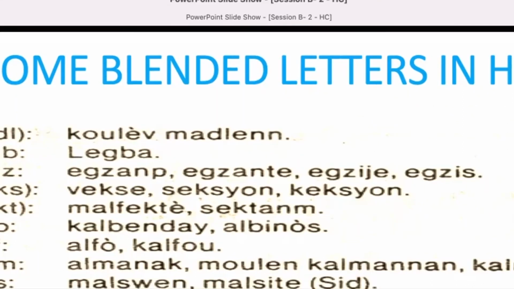Then SPR, so l'esprit, esprit. ST will be estati, estene. Now, STR, nestri, TL, malta, athlete, matlot, VN, avni, right? These are just several combinations so that you make sure you've seen them all.